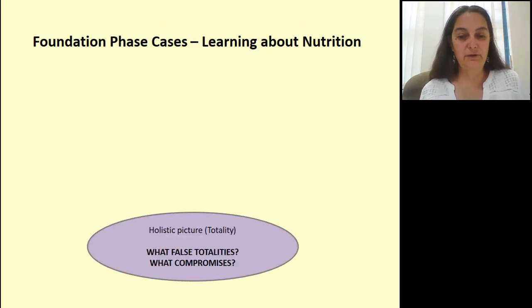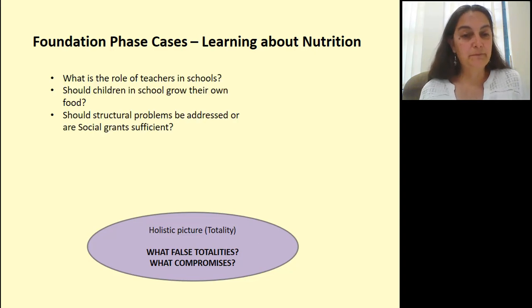So let's look at the next level of the dialectic now, which is: are there any false totalities or compromises that are being made through the learning process here, or through the change that is being proposed? The first question is, what is the role of teachers in schools? I mentioned above that teachers are taking on more and more of a pastoral role. And academics in South Africa have raised the question: if teachers are spending so much time in their pastoral role, when do they actually get the time to teach? This is potentially compromising the quality of teaching in the schools.